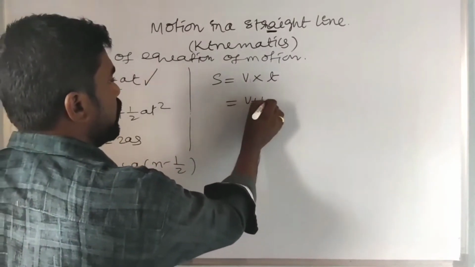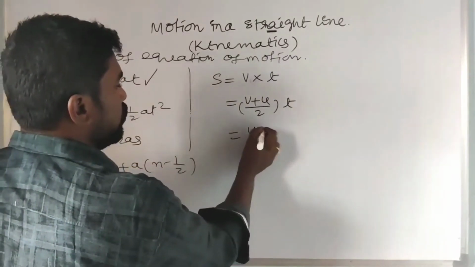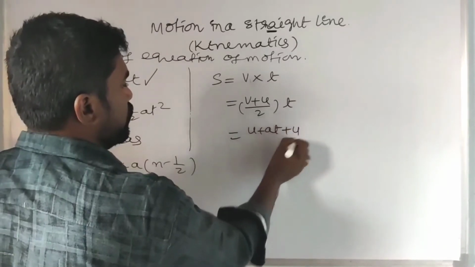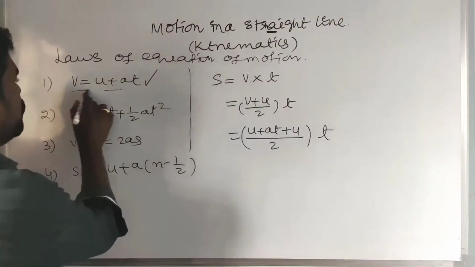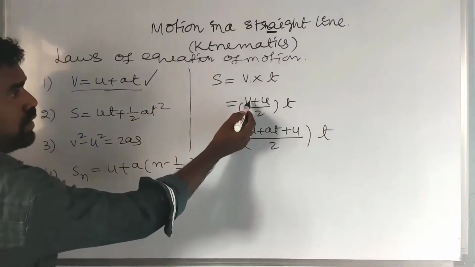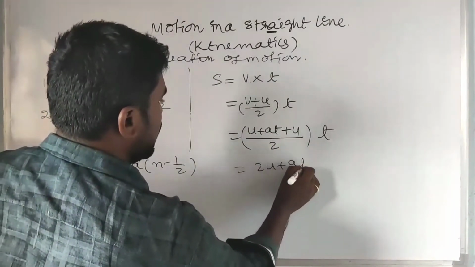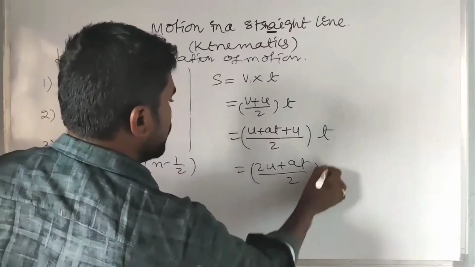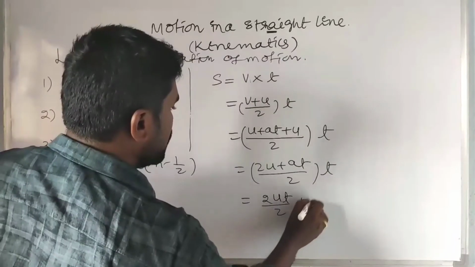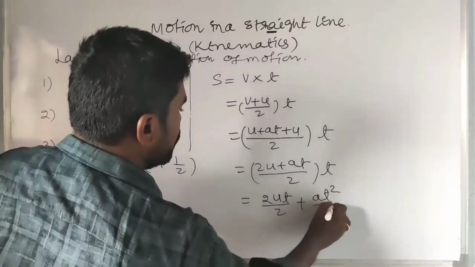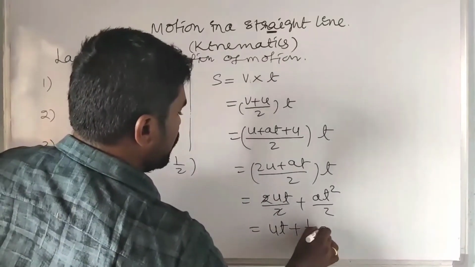Average velocity, that is (V plus U) by 2, into time. So (V plus U) by 2 into T, where V is nothing but U plus AT. I just substituted V equal to U plus AT. U plus U is 2U plus AT, by 2, into T. You can multiply: 2UT by 2 plus AT square by 2. The 2 gets cancelled. It is UT plus half AT square.